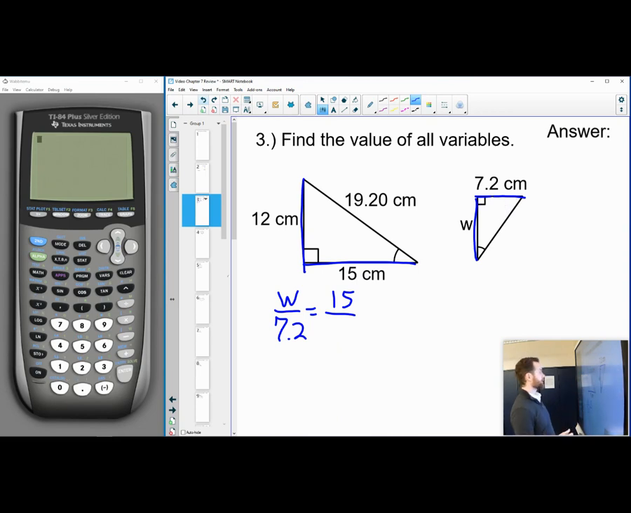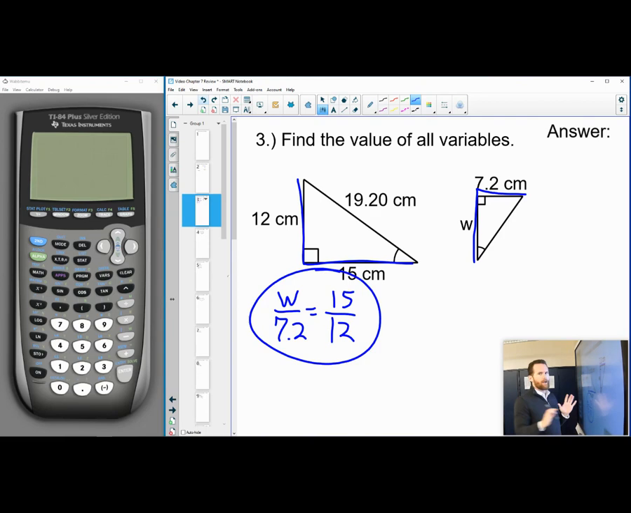We don't need those markings in there anymore. So 15 to 12. I'm going to double check myself one more time. So W to 7.2 and 15 to 12. Yep, that looks like the same pattern. I know it seems kind of silly for me to double check my proportion, but this is the most important part. After this, it's seventh grade work, so we have to make sure this proportion is correct. And then we can just cross multiply.